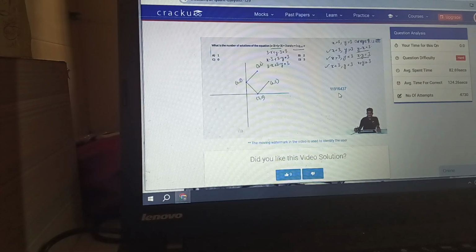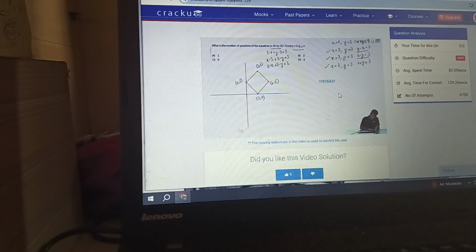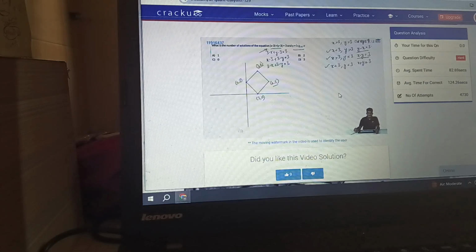The last part is when x is greater than 3 and y is greater than 3, so it will be x plus y is equal to 9. It will be over here, and as expected it will pass through the 2 points 3, 6 and 6, 3. So the equation modulus of x minus 3 plus modulus of y minus 3 is equal to 3 will look like a square. It will pass through the 4 points 0, 3, 3, 0, 3, 6 and 6, 3.